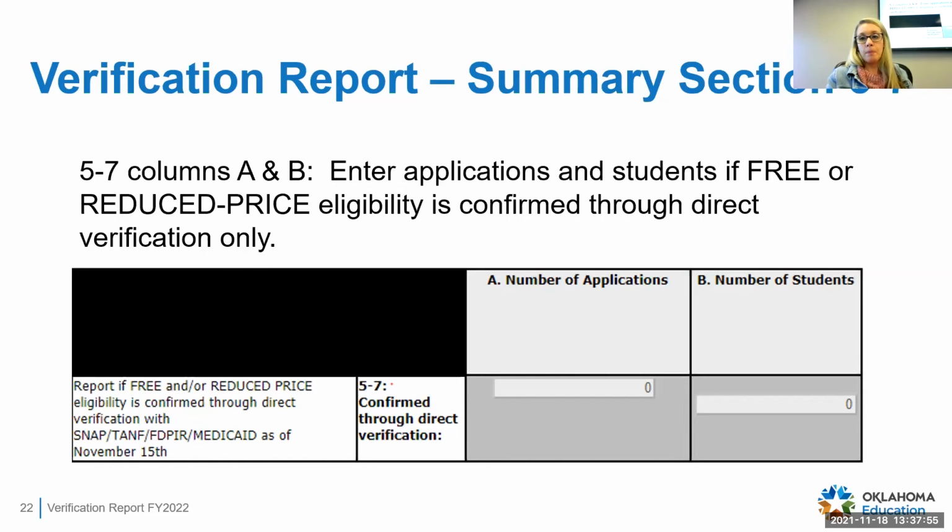Wait a minute. This has to be for the number of applications and the number of students. Well, if they did not perform direct verification. Yes, if you did not do direct verification and you click on the box in 5-6, then it grays this out.